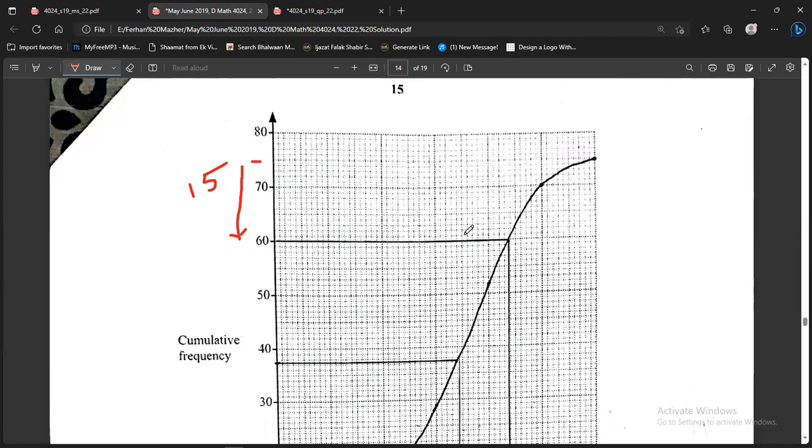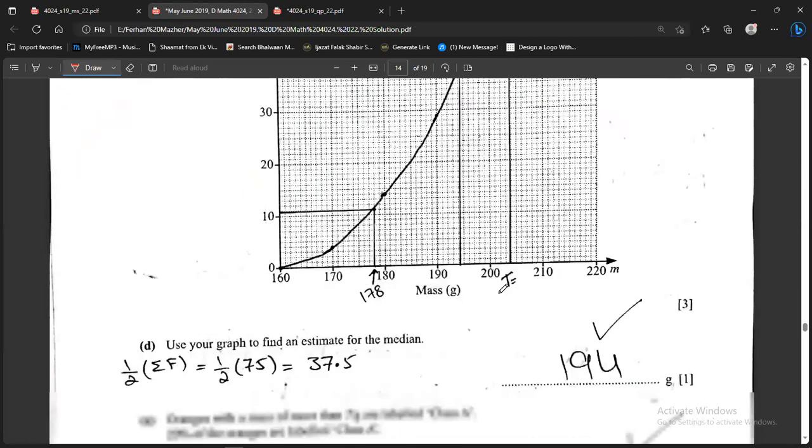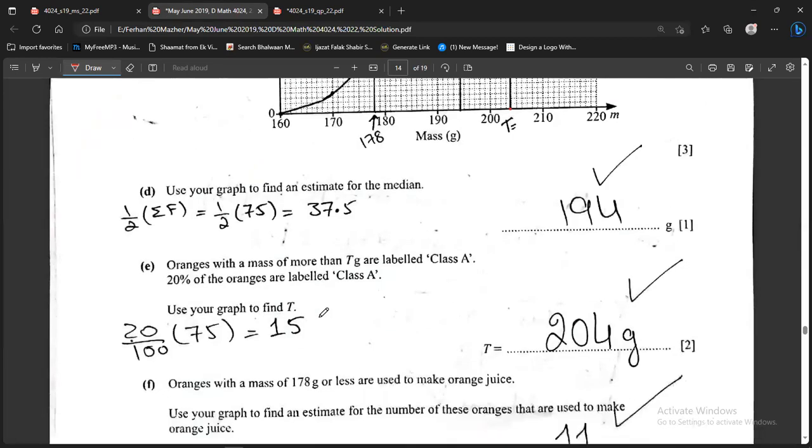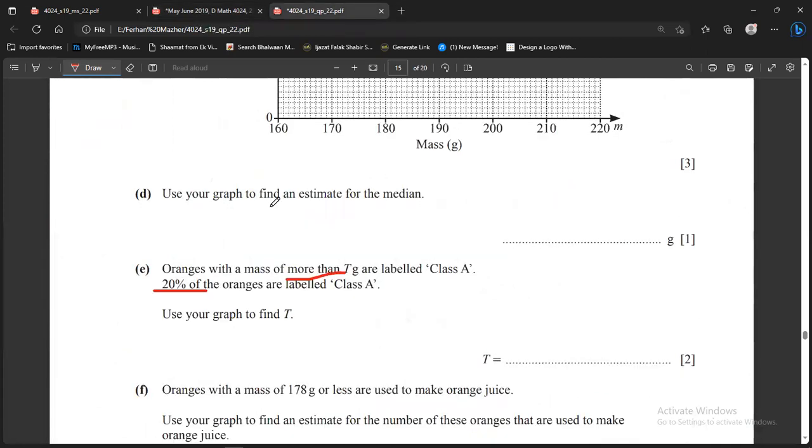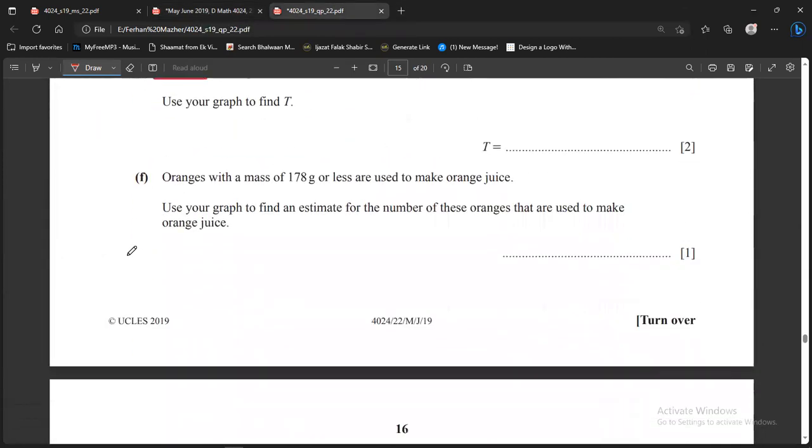So from here, go to your graph and then down. This is that t mass, and that will be 204 gram.